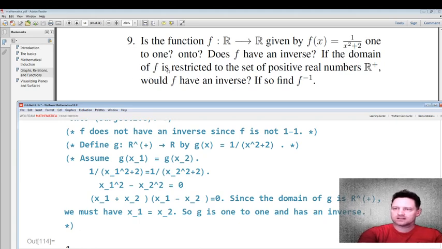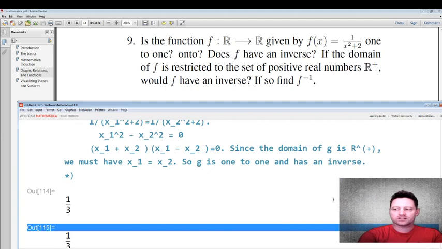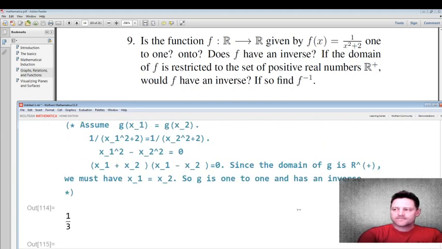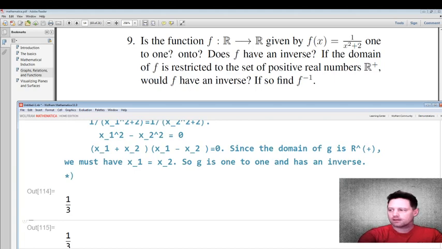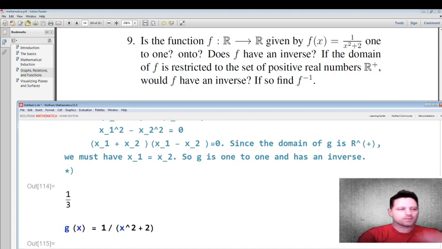If the domain of f is restricted to the set of positive real numbers, would f have an inverse? Yes, it does. And finally we're asked to find that inverse. So to find the inverse, we copy this and go into a new cell. Now rather than the left-hand side being g of x, I want to put a y.